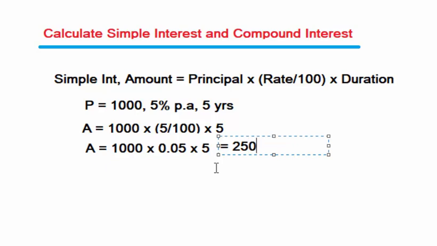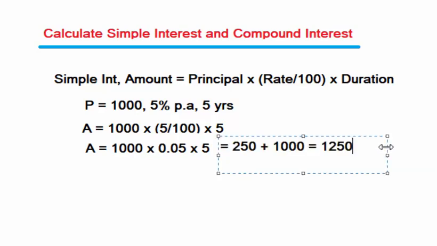As the interest. But now I will have to add the original principal, which is 1,000. So that one will finally give me 1,250 as the final amount to be earned by the investor after a duration of 5 years.